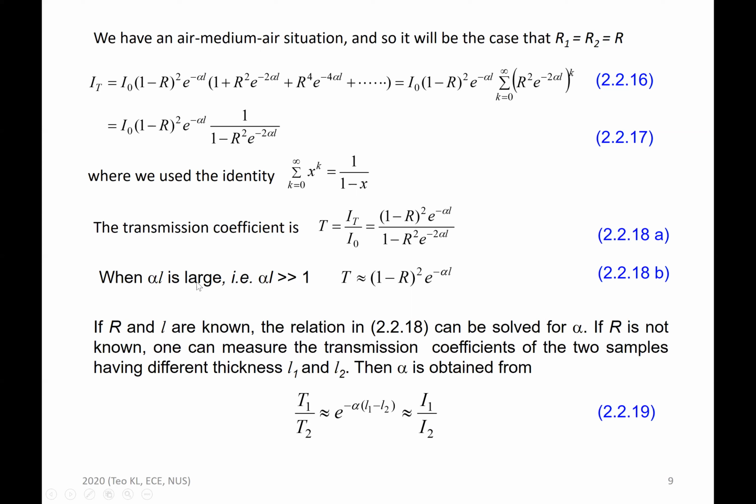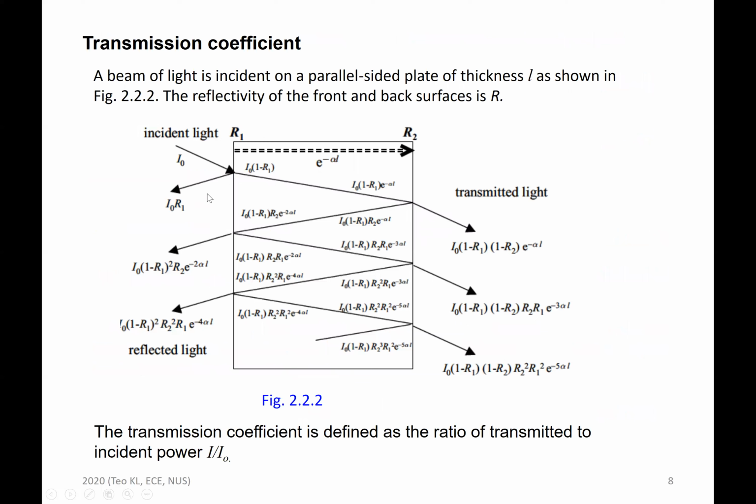If you assume alpha L is large, that means alpha L is much, much greater than 1, you can approximate the transmission coefficient to be (1 minus R) squared e to the minus alpha L. So basically, you drop this term. Of course, you can also find the reflection coefficient for the air-medium situation by summing all the reflected light, the intensity that gets reflected.